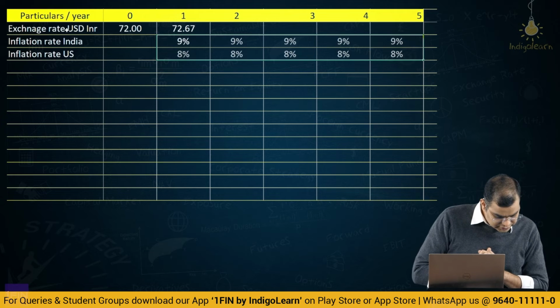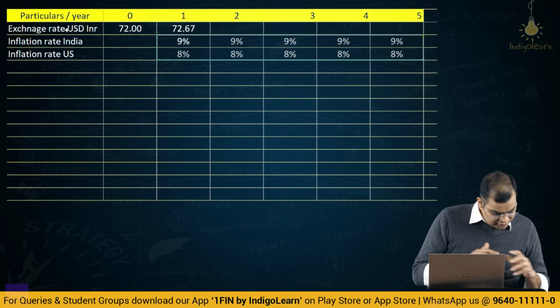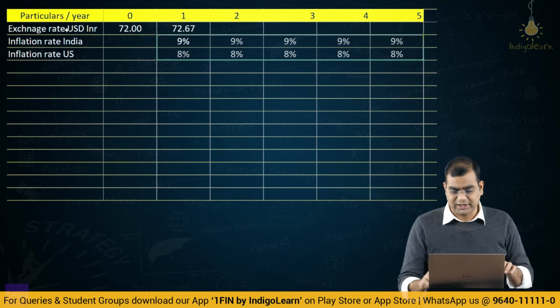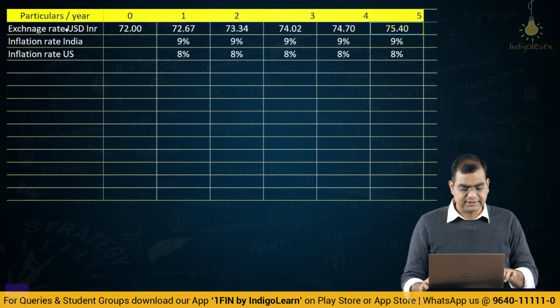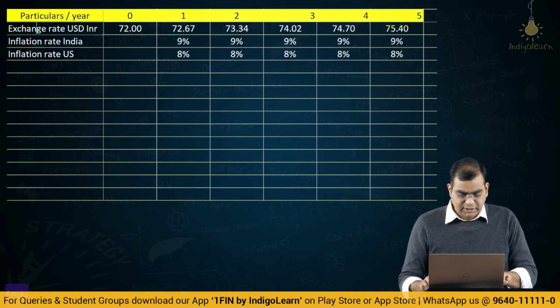That is what they said. Inflation is expected to be so and so, current exchange rate so and so. They have not mentioned anything about how long this will continue. Why are we doing this for 5 years? Because the project life is 5 years. So for every year you compute the exchange rate like this. Inflation rate US is this and exchange rate is this. So first we have arrived at exchange rate.